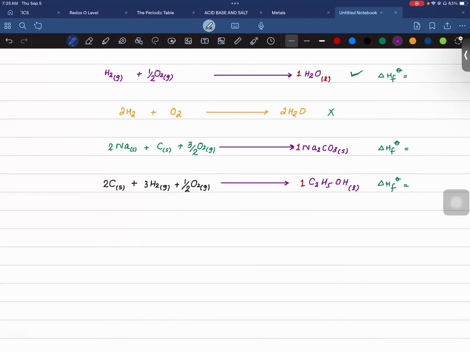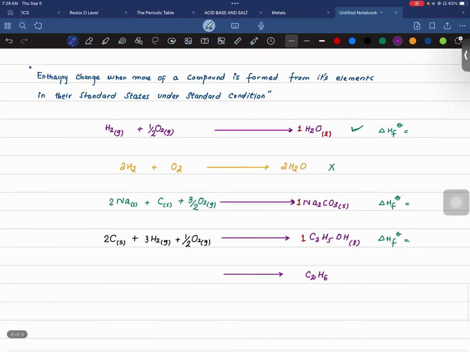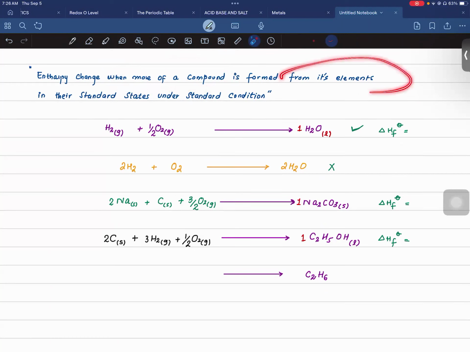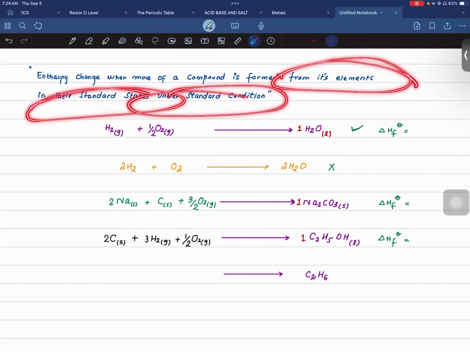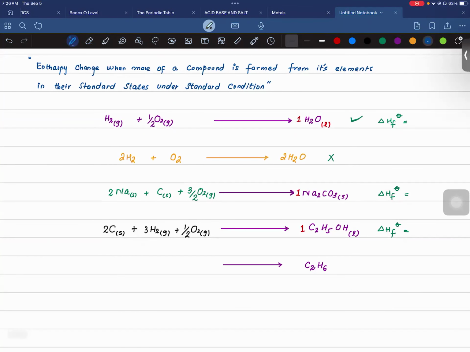Okay, this is the question from Usman. Usman, if I have to make C2H6, this is ethane. According to the definition, when one mole of a compound is formed from its elements in their standard states under standard conditions, which elements am I supposed to write on the reactant side? Carbon and hydrogen. Exactly.